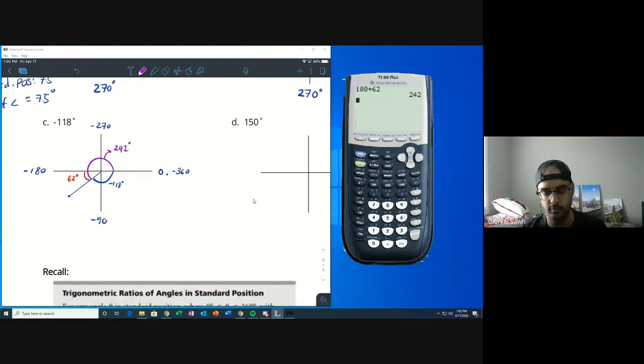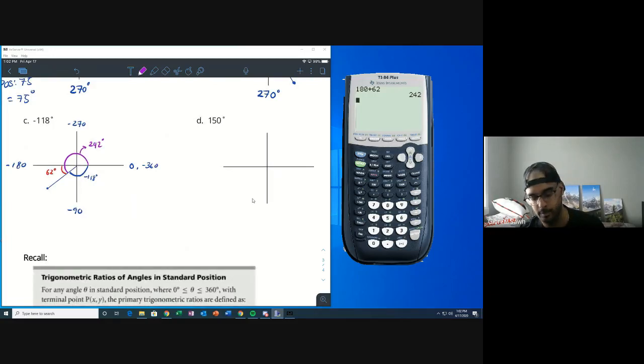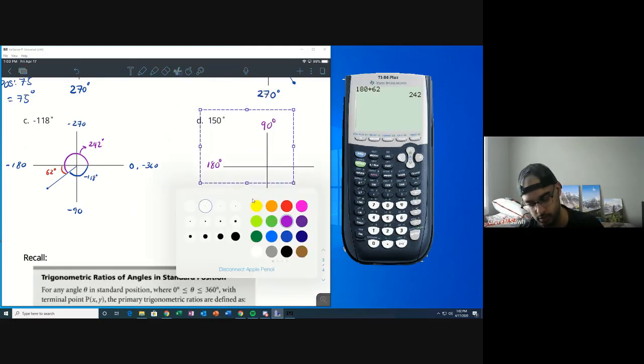And last one, an angle of 150. So here's 90 on top, 180. And just for completeness sake, let's change those to the same color.